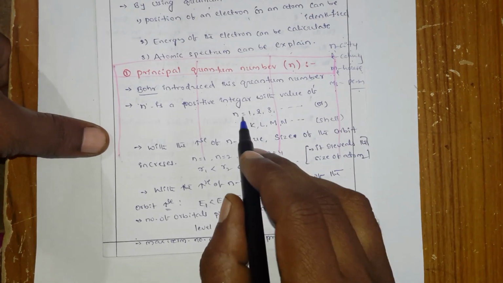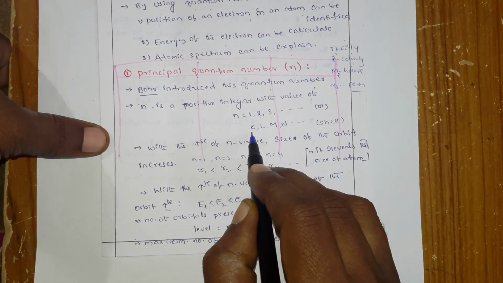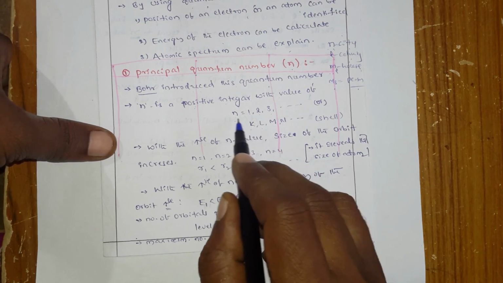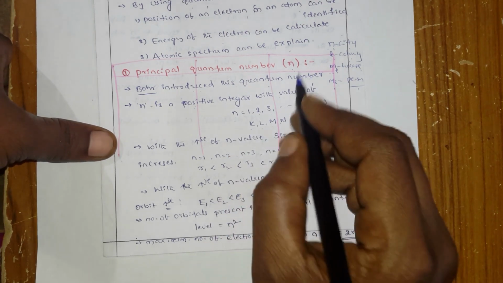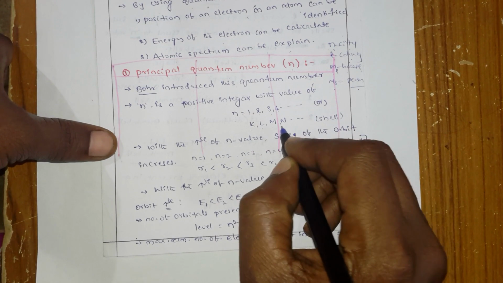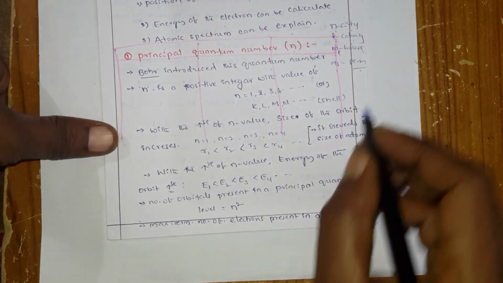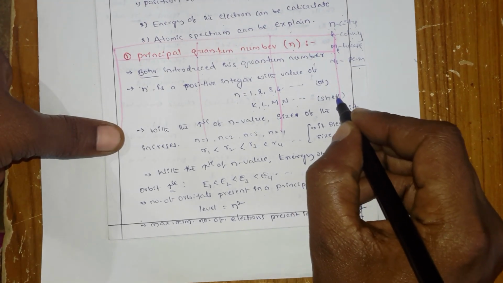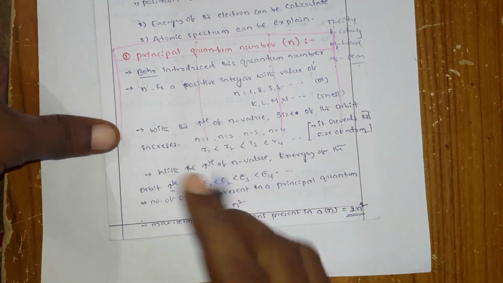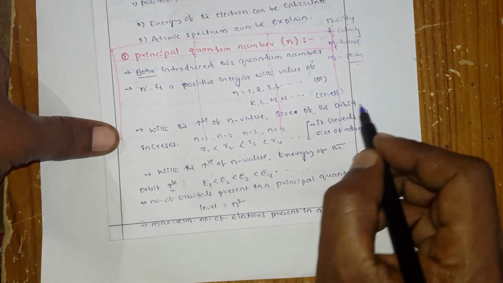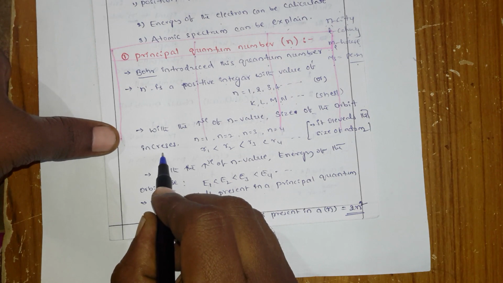Generally, if n is equal to 1, we call it the K shell. If n is equal to 2, we call it the L shell. n is equal to 3, M shell. If n is equal to 4, that is the N shell. K, L, M, N, O. Like this. And you know that with the increase of n value, the size of the orbit increases.